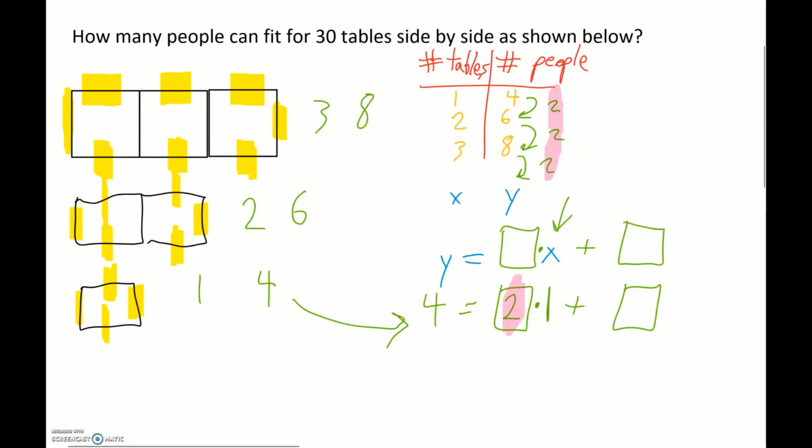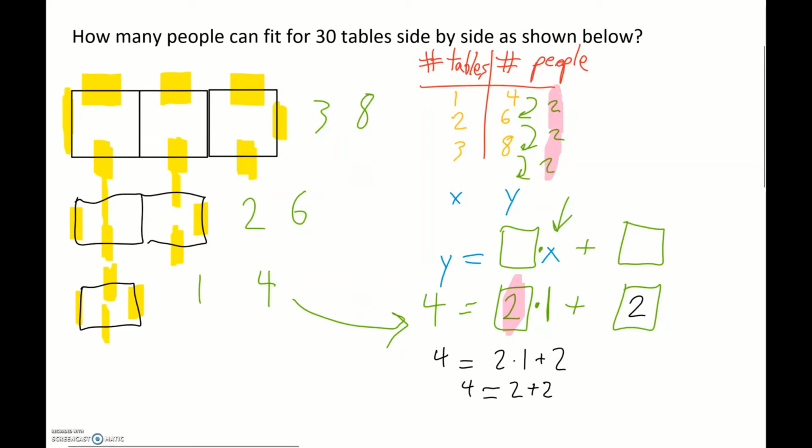Now, if we look at the original number of people, in the case of one table, we have 4 people. So 2 isn't enough. 2 times 1 is 2. It's not quite enough. How much do we have to add? We have to add a 2 over here. So now, if we do 2 times 1 plus 2, 2 times 1 is 2, so 2 plus 2 is 4. And that's right. So that's how we're going to get our equation.